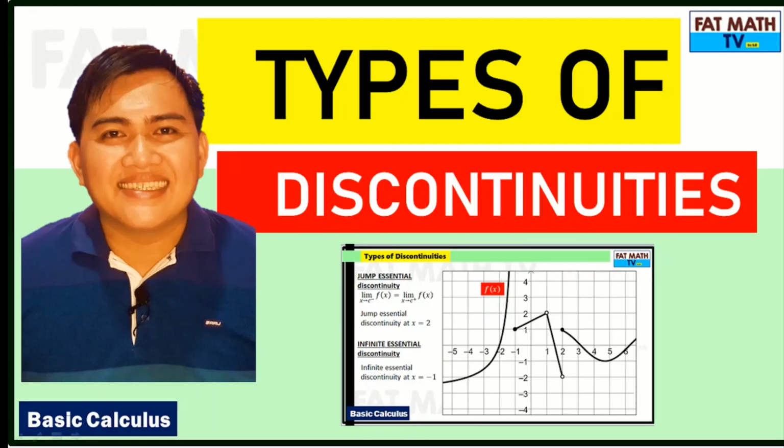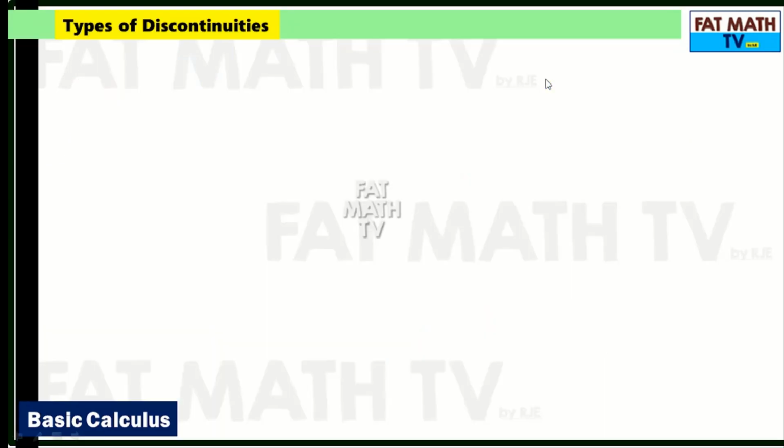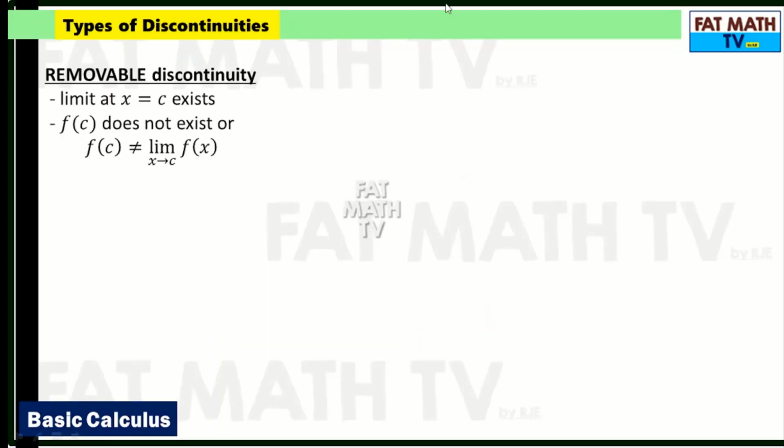Hi everyone, in this video we will have the types of discontinuities. So first we have the removable discontinuity. This happens if the limit at x equals c exists and either f of c does not exist or f of c is not equal to the limit of f of x as x approaches c.